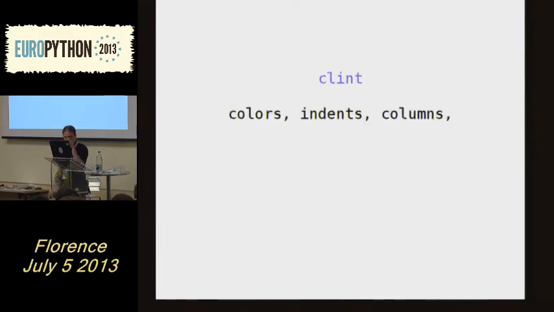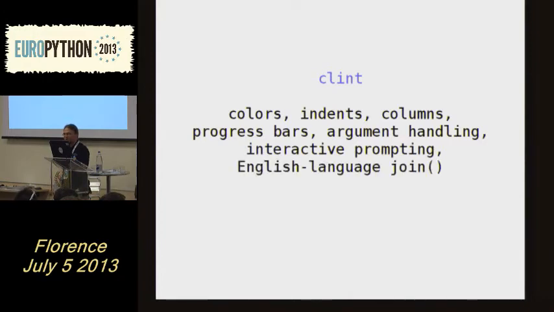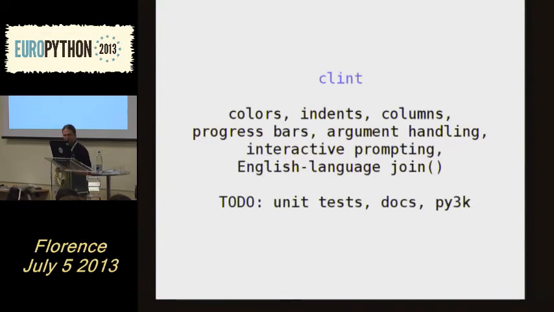There's a package called Clint on GitHub. It does everything you need for command line or line-based interfaces. So it has coloring, it has indented printing, it has columns, it has progress bars, it has some argument handling, it has some interactive prompting, it has join with that puts and in the proper place and stuff like that. And if you submit a pull request, it'll probably get in. It doesn't have other things.